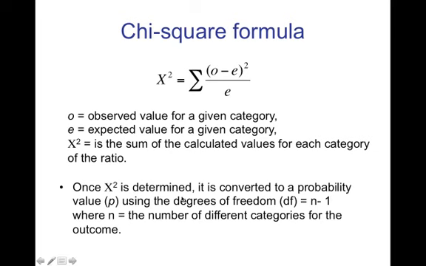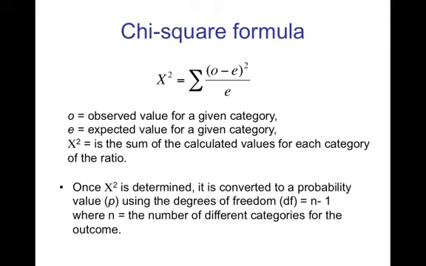Okay, so here's our chi-square formula that you've worked with quite a bit already. O is equal to your observed values, E is equal to your expected. Chi-square is the sum of the calculated values for each category of the ratio. Once chi-square is determined, it is converted into a probability, a p, using the degrees of freedom. Again, degrees of freedom is n minus 1. N is the total number of events possible, or categories possible.